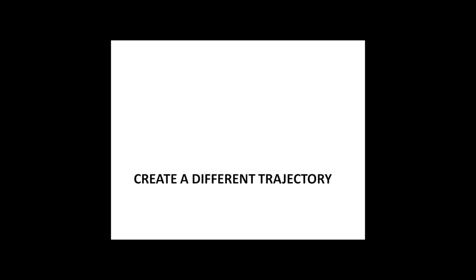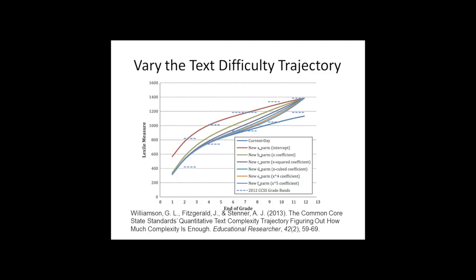Another thing that has come up, and this was a nice little piece that came out in the Educational Researcher, is that it is possible, if you want to think about stretching kids, to vary the text difficulty trajectory. This article suggests that if we want to reach career and college readiness, which is marked by these dotted gray bands, these are the bands of difficulty represented in that table that I showed with the second, third grade level bands, etc.